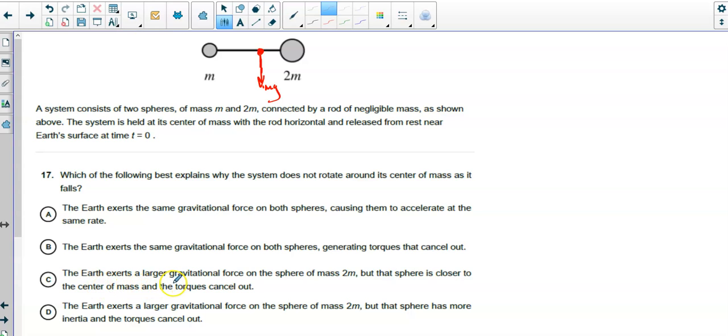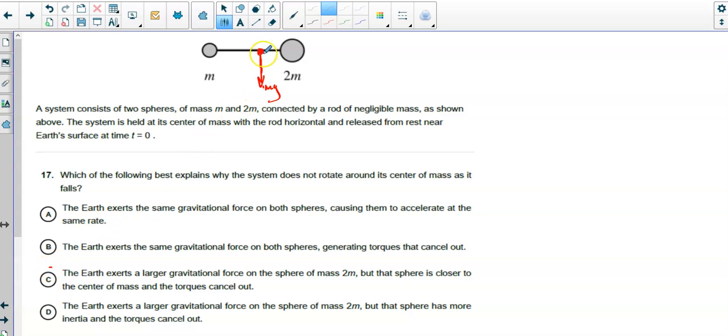Earth exerts a larger gravitational force on the sphere of mass 2m, but that sphere is closer to the center of mass, so the torques cancel out. That's the closest thing to a correct answer I've seen so far. The Earth exerts a larger gravitational force on 2m, but that sphere has more inertia, and so the torques cancel out. That sphere has more inertia, and therefore accelerates at the same rate as m, but that has nothing to do with the torques canceling out.